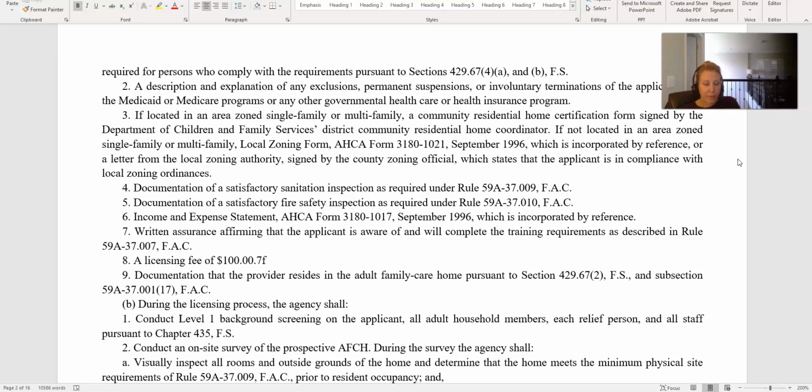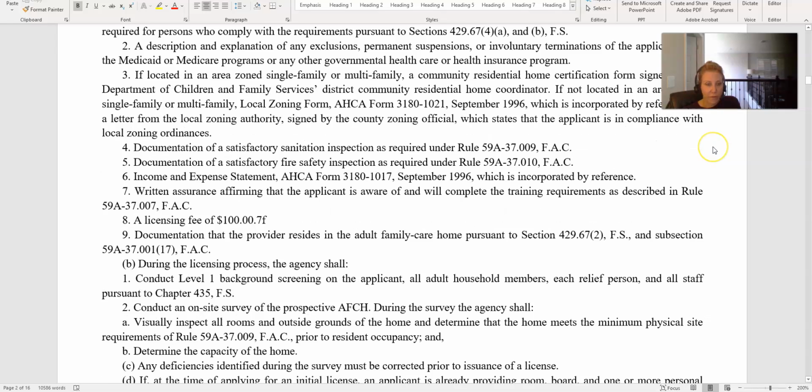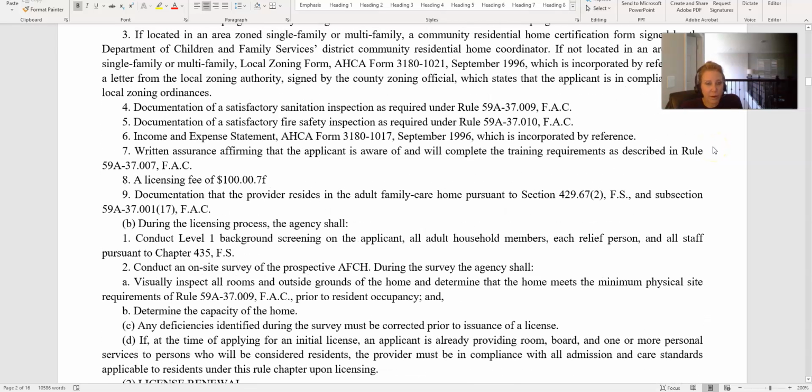Number 4, documentation of a satisfactory sanitation inspection. So that's the health department. Number 5, documentation of a satisfactory fire inspection, and that'll be your fire inspection. They'll inspect all your equipment and your elopement and fire drills.